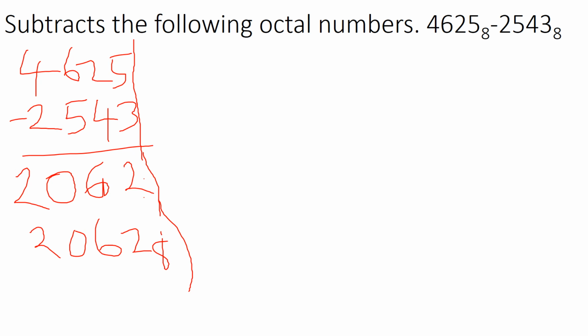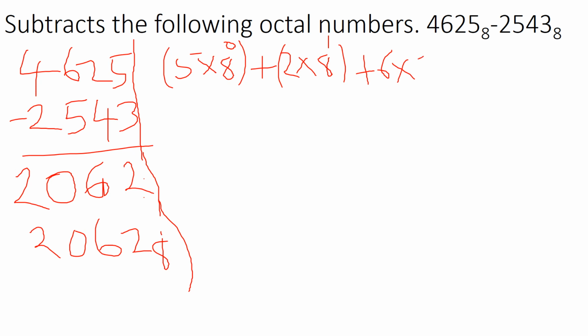To counter check these numbers, we can change this one to the decimal number system. We have 5 multiplied by the ones, which is 8 raised to power 0. Any number raised to power 0 is 1. Then plus 2 times 8 raised to power 1. Then plus 6 multiplied by 8 raised to power 2, and then plus 4 multiplied by 8 raised to power 3.